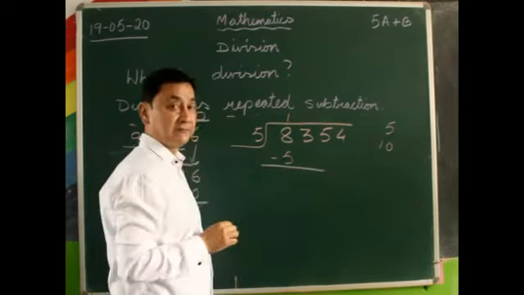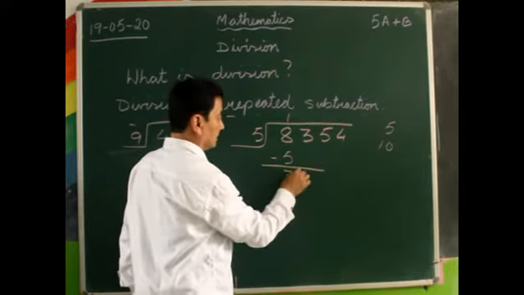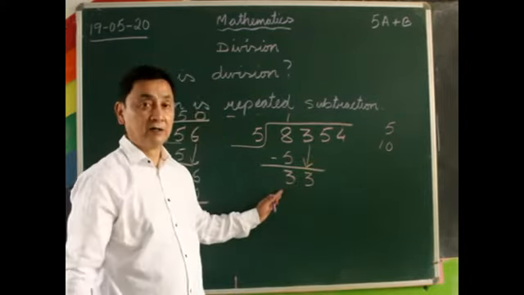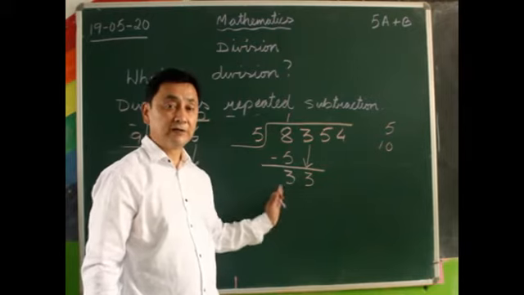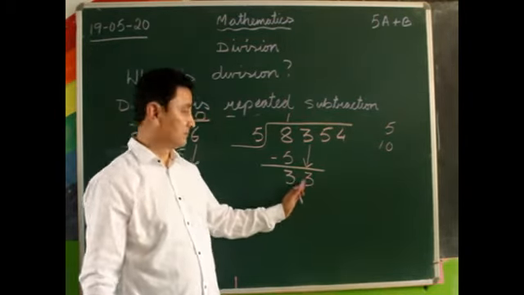8 minus 5? 3. Bring down 3. How much do we have over here? Do we have only 3, or is this number 33? Good. It is 33. Okay?